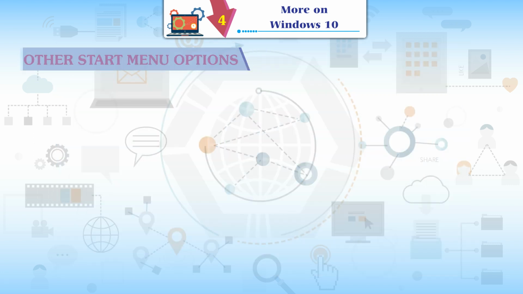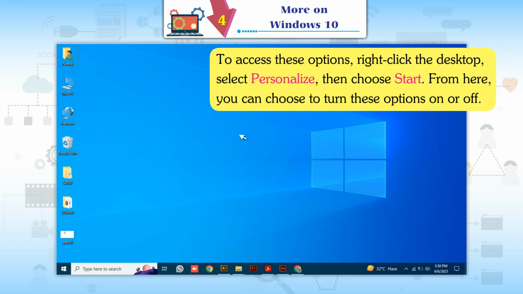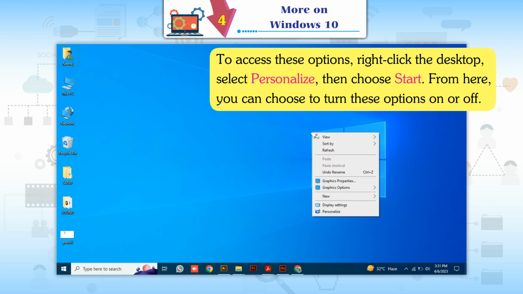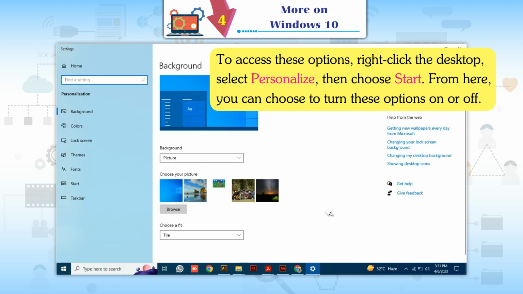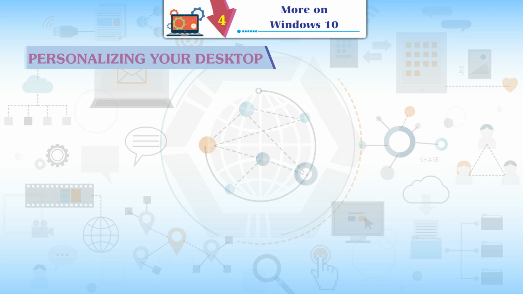Other Start menu options. There are a few other settings you can change for the Start menu, including viewing the Start menu in full screen mode. To access these options, right-click the desktop. Select Personalize, then choose Start. From here, you can choose to turn these options on or off.